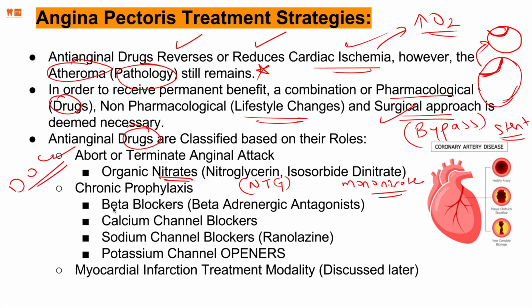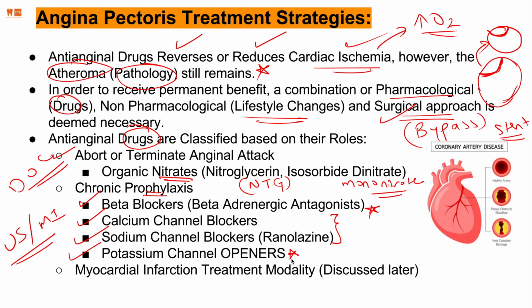Then chronic prophylaxis. Prophylaxis means preventative measures. Chronic means when unstable angina or MI begins to occur, what can we use to prevent those or treat them in the middle of it so it doesn't get any worse? Beta blockers, which is also known as beta adrenergic antagonist. So we have a lecture on this. Please do take a look at it in the general pharmacology lectures. Calcium channel blockers, sodium channel blockers. These are well used in today's time. And then there's an adjacent class, which is potassium channel openers.